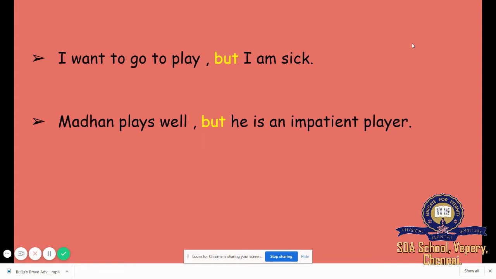Yes. Madan plays well, but he is an impatient player. So here, where does the difference lie? He plays well, but he's an impatient player. So, plays well and impatient player, here they have given a difference. So, to join sentences that are opposite, we use but. Madan plays well, but he is an impatient player. So, now we learned how to use and and how to use but. Next, we will learn how to use or.